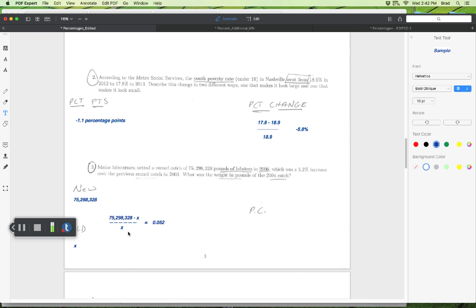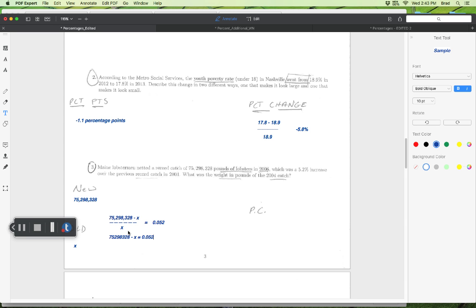Okay? So here we could solve for x. The best way to do this from this point would be to multiply both sides by x. Right? If you do that, you'll get something like 75,298,328x minus x squared is equal to 0.052x. Right? And then you can go about things there. Oh, actually, let's take a second and pause. What did I do wrong? Here, you wouldn't have this. You'd have just that, right?